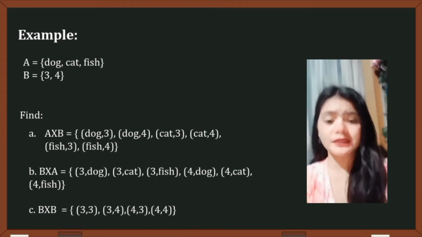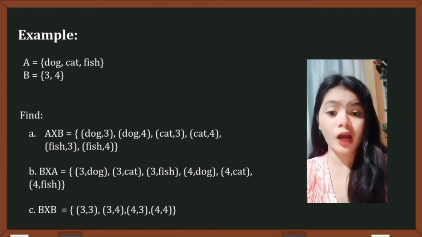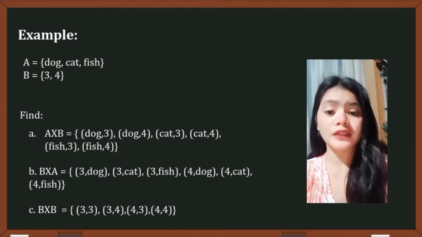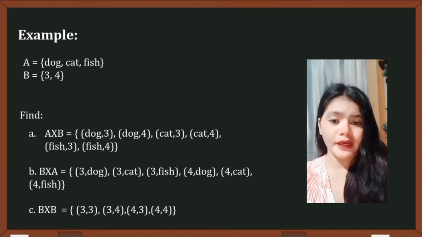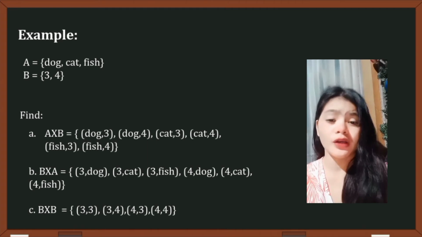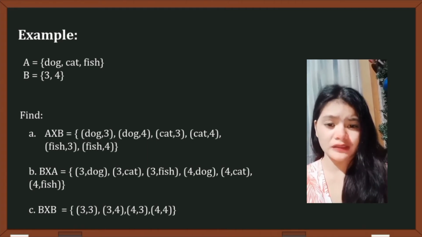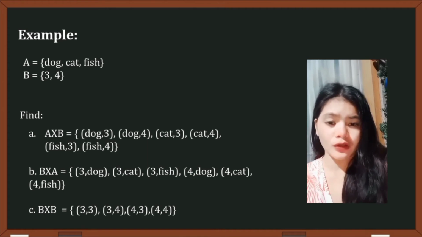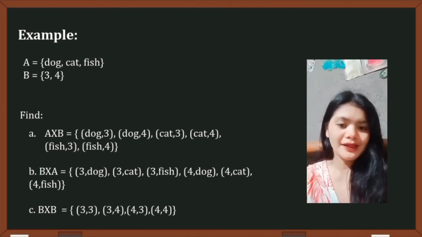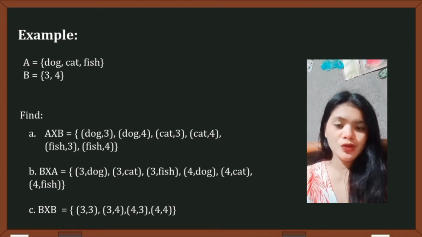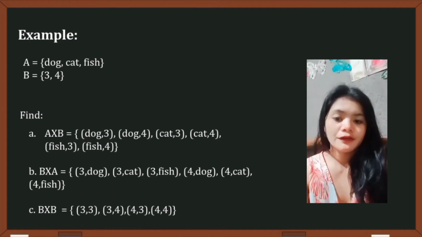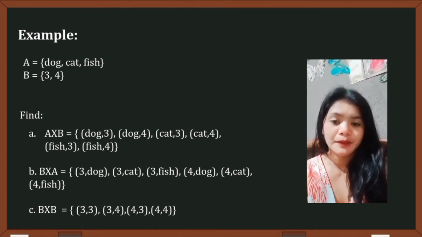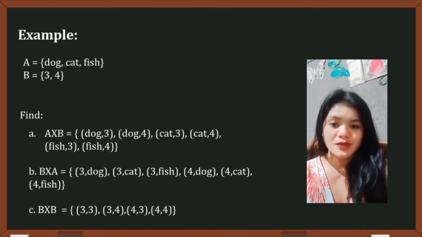In letter A, it was denoted as A cross B equals dog 3, dog 4, cat 3, cat 4, fish 3, and fish 4. Letter B, it was B cross A equals 3 dog, 3 cat, 3 fish, 4 dog, 4 cat, and 4 fish. While in letter C, it was B cross B equals 3 3, 3 4, 4 3, and 4 4. If you look carefully, letter A and letter B are ordered pairs of two sets, and letter C is the equal number of two sets.